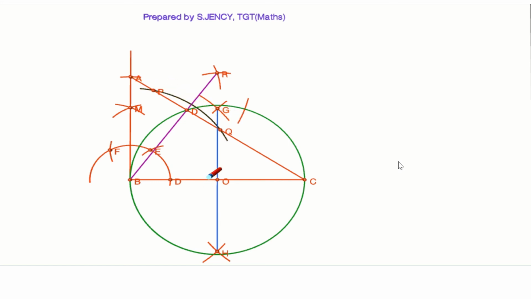Next from A I am drawing one arc, marking that point, because from A only we have to draw the tangent to the circle. So AB, already we are having one tangent. AB and AR are the required tangents.